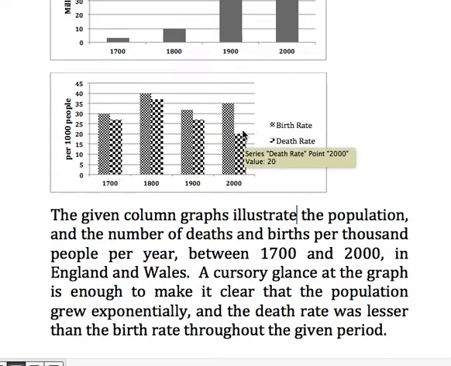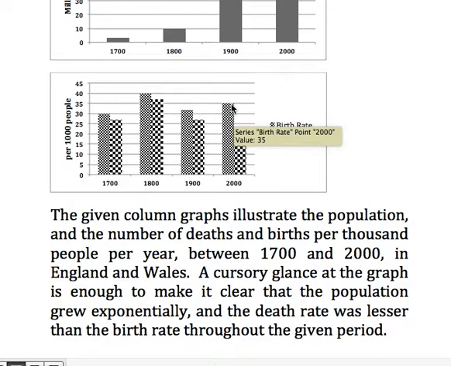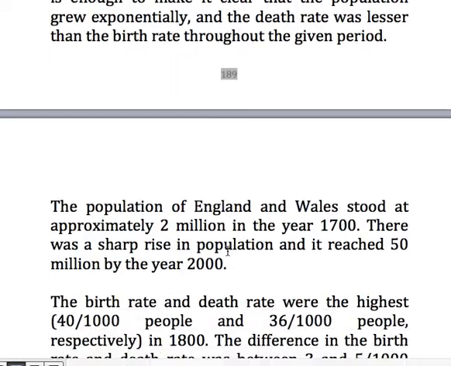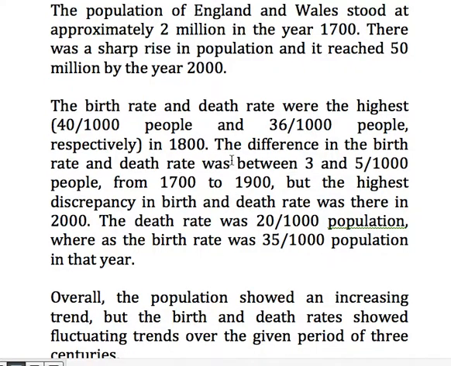But by this year, the difference, the discrepancy was too much between the birth rate and the death rate. So the difference in the birth rate and death rate was between 3 and 5 per 1,000 people from 1700 to 1900, but the highest discrepancy in birth and death rate was there in 2000. The death rate was 20 per 1,000 population, whereas the birth rate was 35 per 1,000 population in that year.